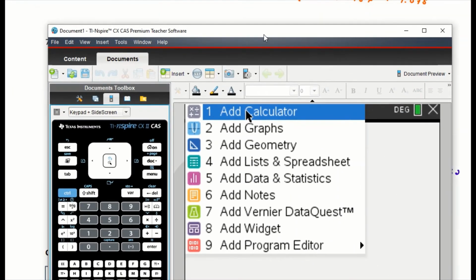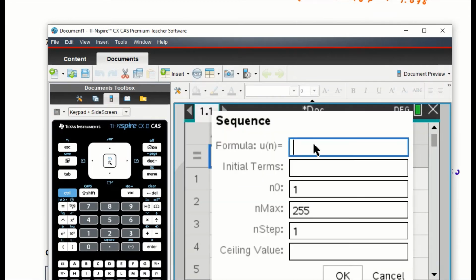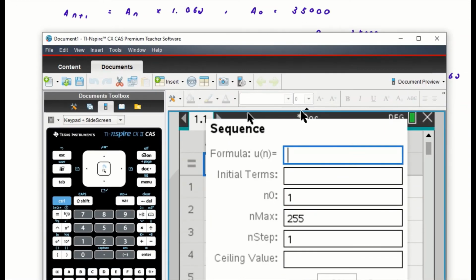So again, just add list and spreadsheet, right? Then after that, menu, data, generate sequence. So in this case, we are using recurrence relation. So it's just u_n will be equal to u_{n-1} multiply 1.062. Okay, not going to repeat this thing again. You should be very familiarized with how to generate this in your calculator already.